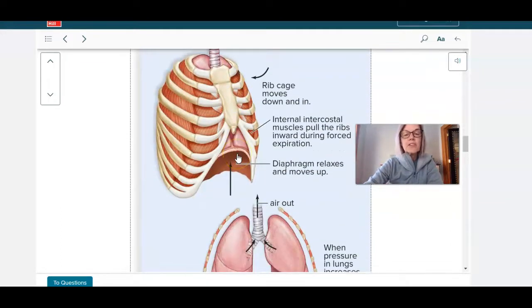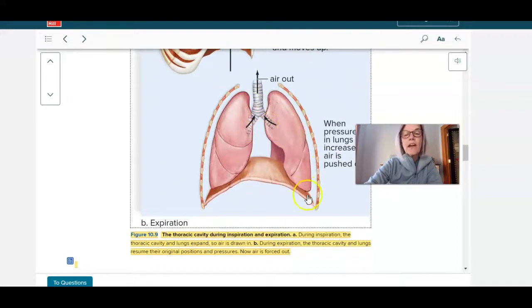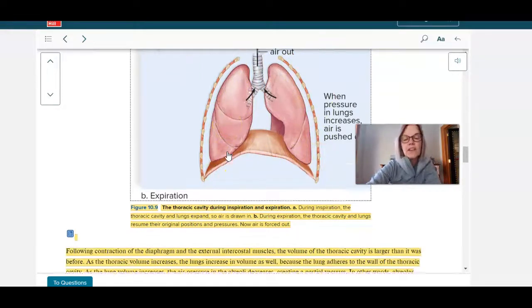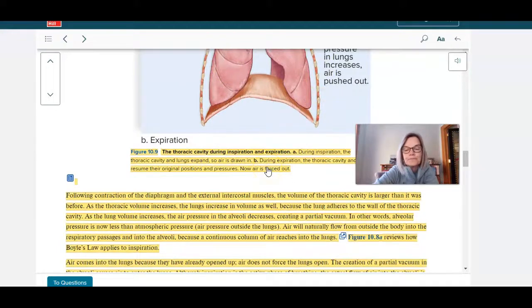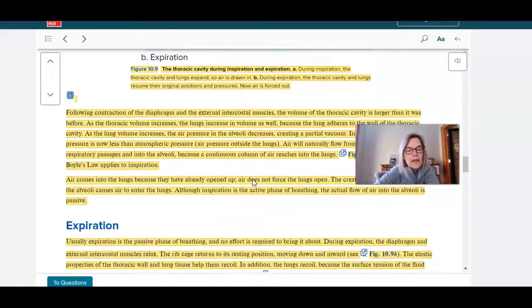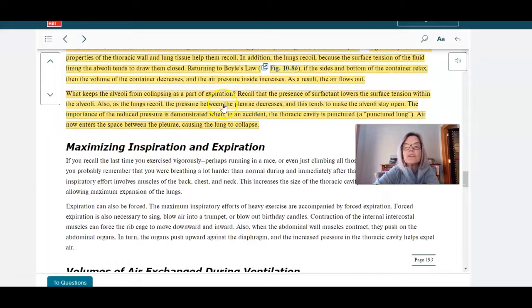Then in expiration, the diaphragm relaxes and moves up. The intercostal muscles relax. They make the thoracic cavity smaller, and it pushes air out of the lungs. So the lungs themselves are made mostly of that simple squamous epithelium in the alveoli. The muscles that control breathing are surrounding the thoracic cavity. They're not actually in the lungs themselves. And that's what that all talks about.